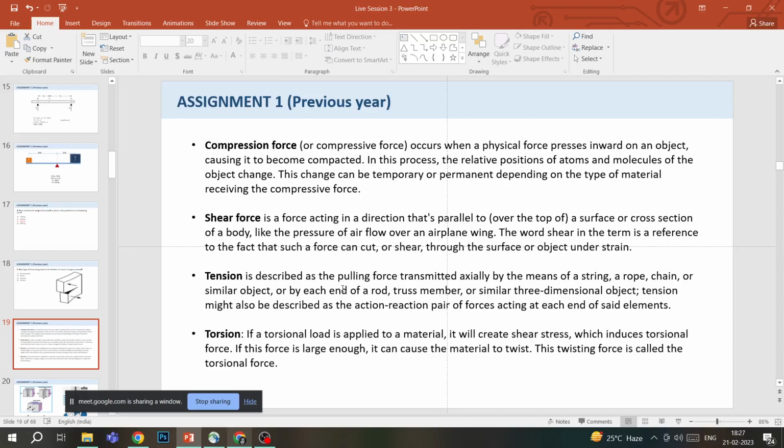Tension. Tension is basically described as the pulling force transmitted axially by means of a string, a rope, chain or a similar object, or by the end of a rod, a truss member or a 3D object. It can be described as the action-reaction pair of forces acting at each end of said elements. So compression is pushing, tension is pulling. If this is an object and you pull it in both directions, that is called tension. That is the kind of tension force we're putting on it.